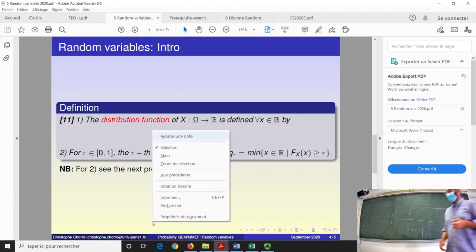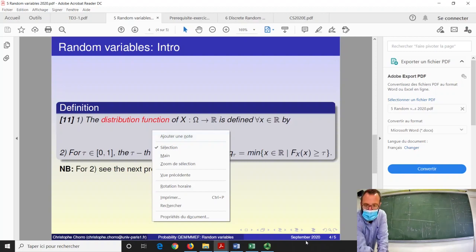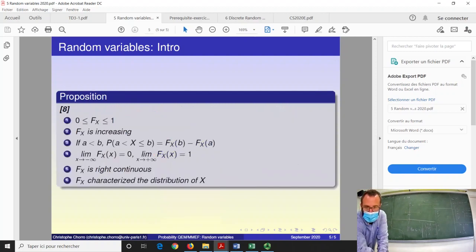This one will be the last slide for today. So, some properties of the distribution function. I just keep the definition on the board and we are going to prove some of them. And for the ones that I won't prove today, you have the proof of this proposition in the list of proofs that you have on my website.